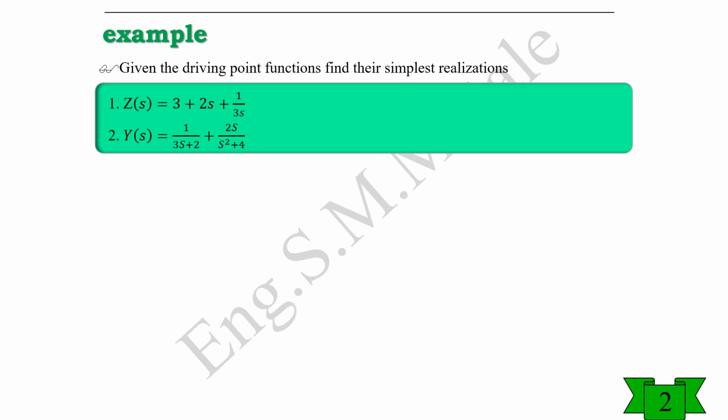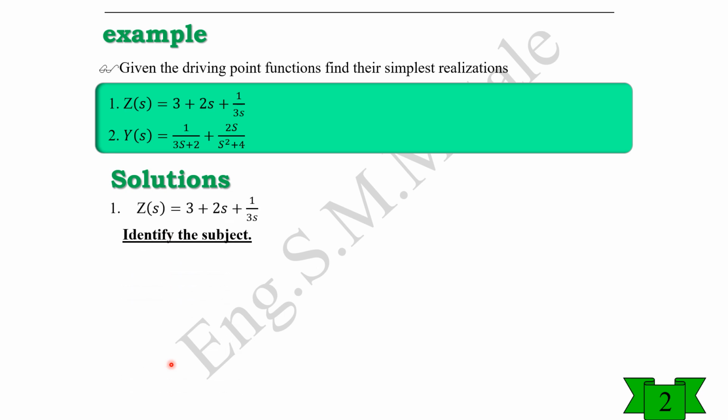Let's look at an example. Given the driving point functions, find their simplest realizations. So we want to realize these. Let's start with the first one. Just like I was saying on the previous slide, I need to identify the subject given. In here, the subject given is Z of S, which is the impedance. Once you have the impedance, you've got these two plus signs, so it's telling you that you've got three elements connected in series. These plus signs are telling you series, reason being the subject is impedance. So it's a series combination.